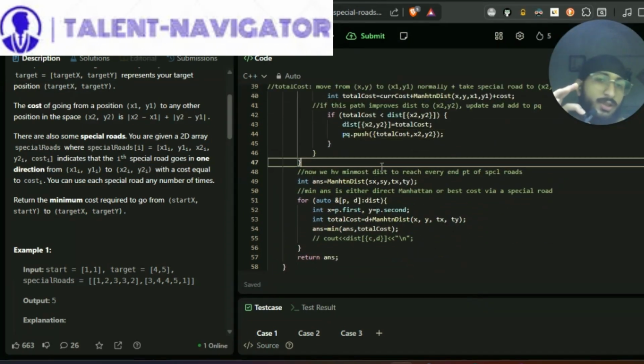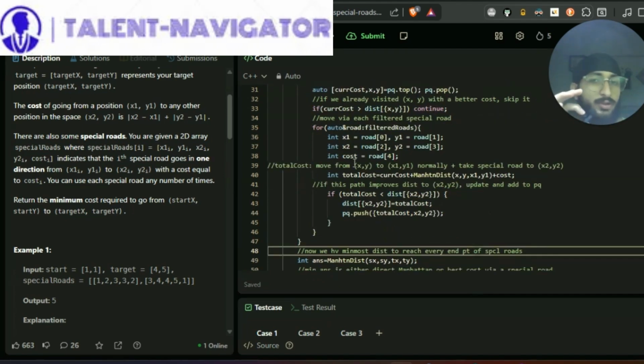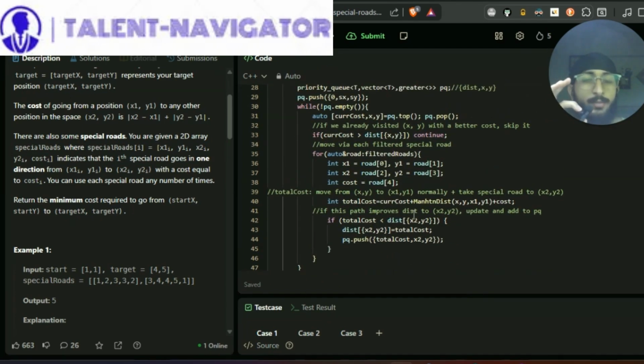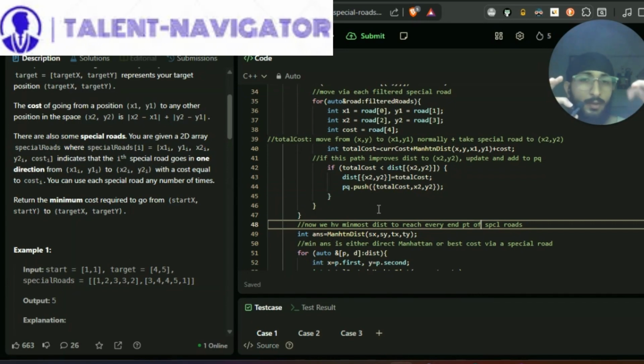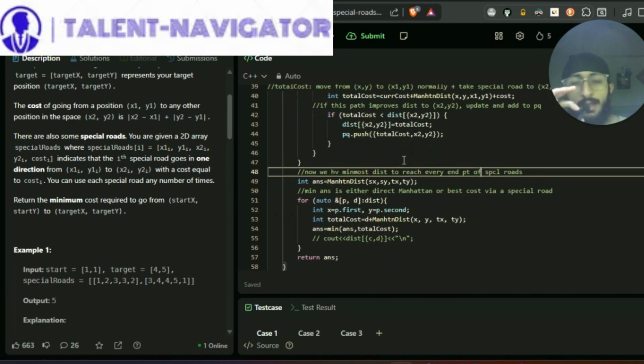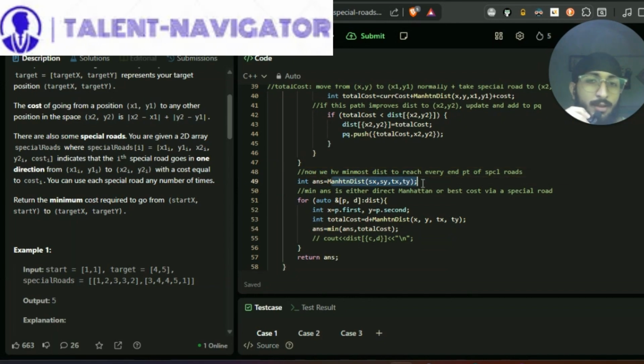Now we have the minimum most distance to reach every endpoint of the special roads, because in this traversal, while the priority queue is not empty, we'll have all the minimum distances stored in this, and the answer would be basically Manhattan distance of Sx Sy to Tx Ty. So we are basically initializing the final answer as Manhattan distance of going from the start node, that is Sx comma Sy, to the target node at Tx comma Ty, and then we'll update the answer. So minimum answer is going to be either the direct Manhattan distance if we are not considering any special roads, but in case there is a useful special road that reduces the cost, we'll choose that as the minimum cost.